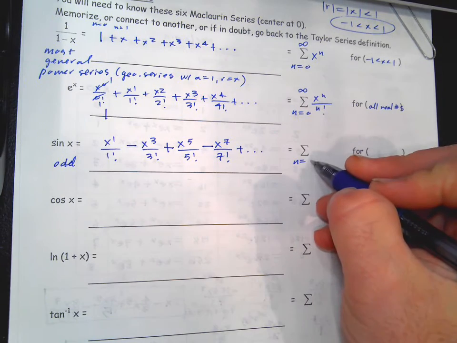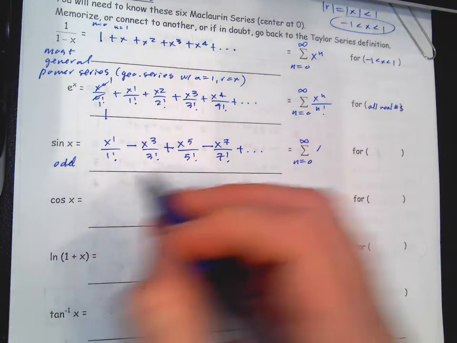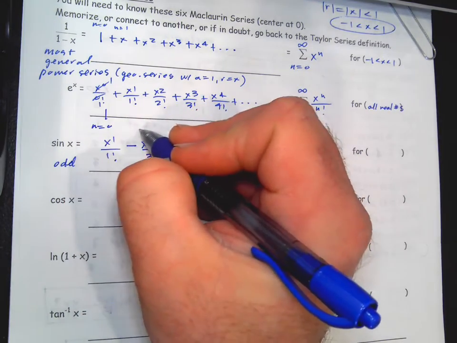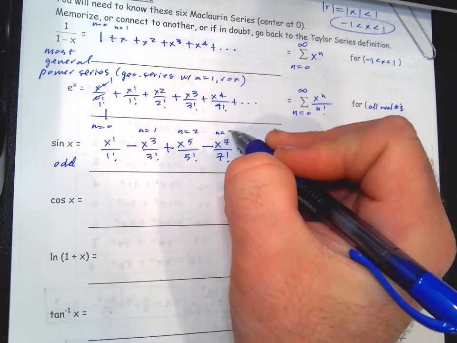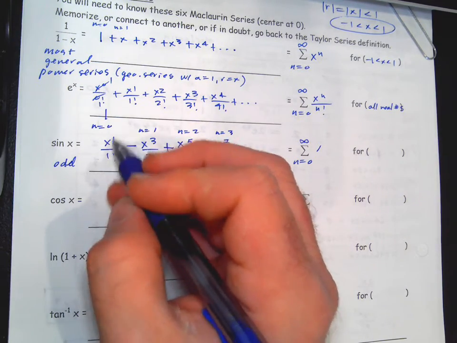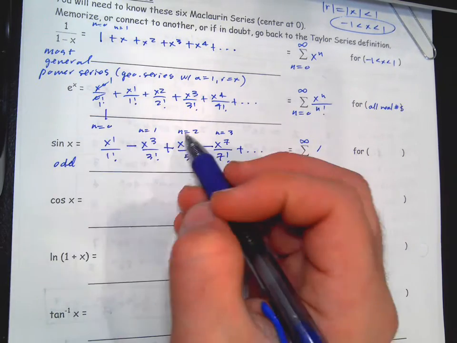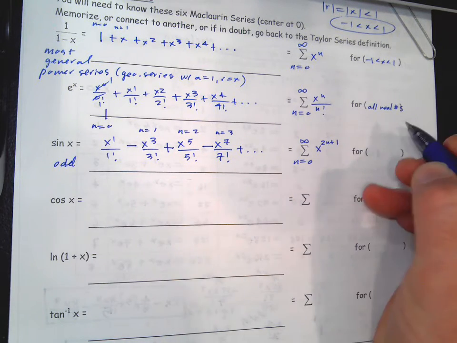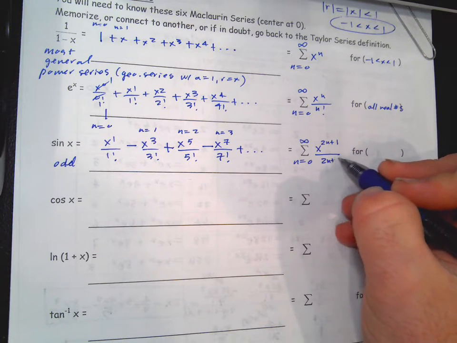So then the closed form, n equals 0 to infinity. Now we can't just say x to the n over n factorial. This is n equals 0, this is n equals 1. The terms that are gone, we don't count those. So we've got to figure out a pattern here. Whatever the exponent and the factorial are, it's the same number. So it looks like it's 2 times the n value plus 1, right? 2 times n plus 1 over 2 times n plus 1 factorial.